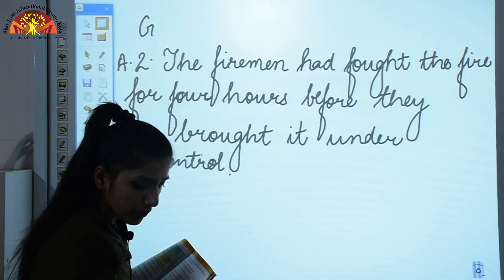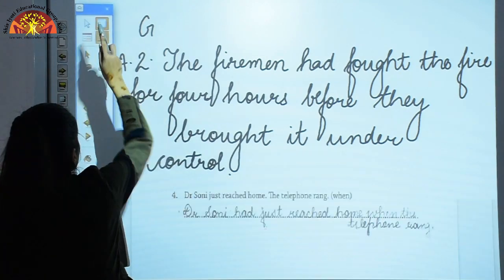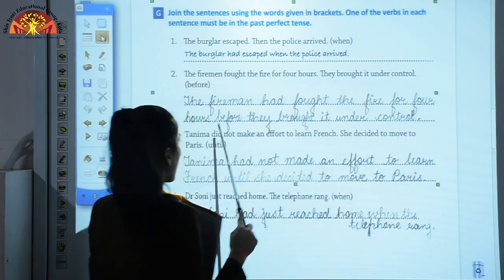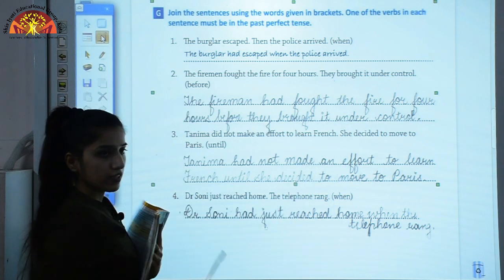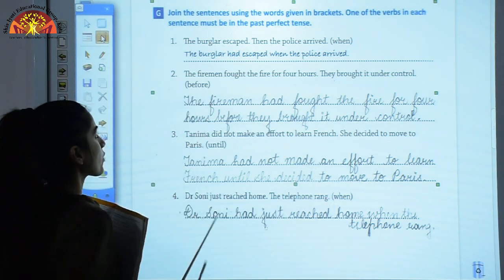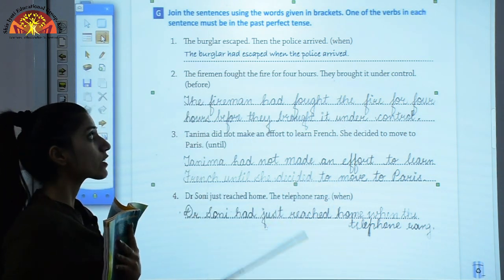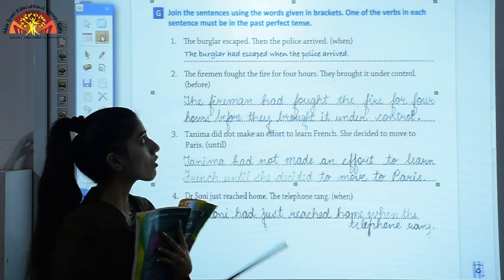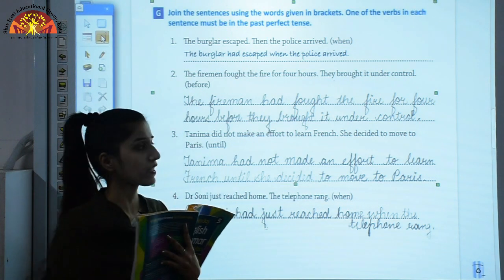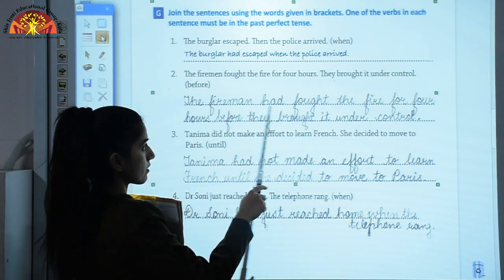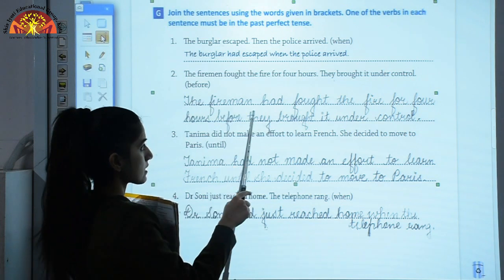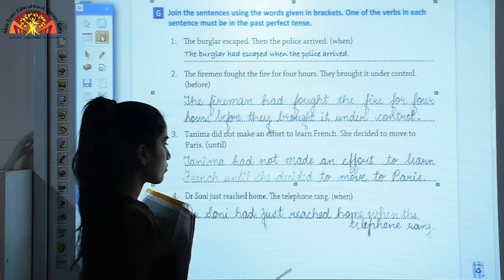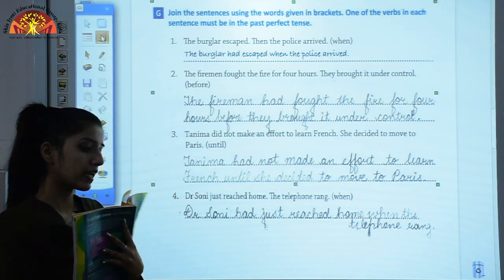Now you can see over here also, the firemen had fought the fire for 4 hours before they brought it under control. So in this way you have to join these two sentences, and one of the verbs in each sentence must be in the past perfect tense. You can see that one of the verbs, fought, is already now in past perfect tense. So you have to do this exercise in the same way only.